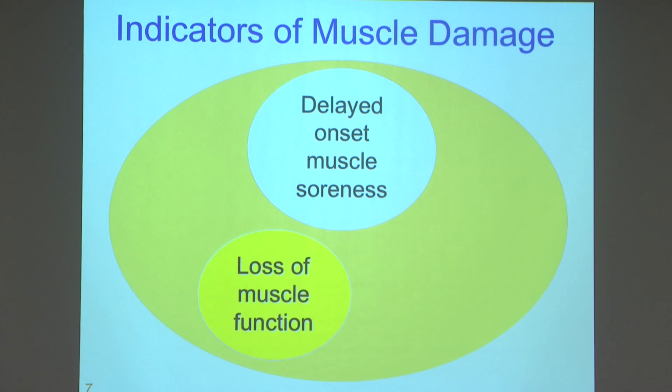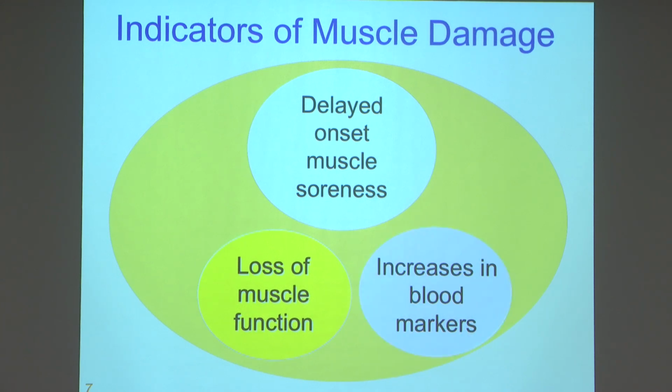So muscle damage is indicated by delayed onset muscle soreness, loss of muscle function, or increase in blood markers, such as creatine kinase and myoglobin. And sometimes muscles become very stiff and swollen.